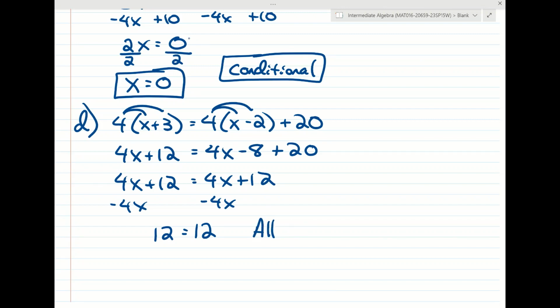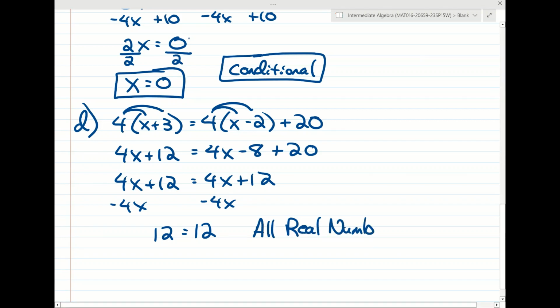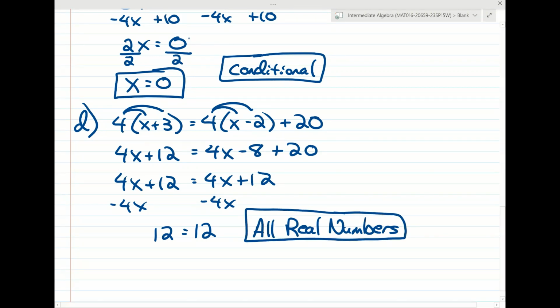I'd actually prefer if you wrote all real numbers. And again, you don't want to just leave it at 12 equals 12, right? I know 12 is 12, right? But the answer would be all real solutions.